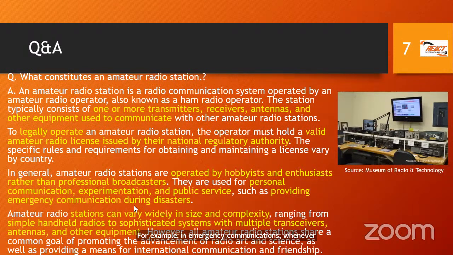So of course, like everything else, most services, most hobbies, you can have quite a wide variety of what an amateur radio station would look like in terms of its size and complexity. So one station may have a simple handheld radio, and others may have a sophisticated shack with many radios or many transceivers, antennas, and other types of equipment, as you can see on the right-hand side here. Right? So this is just a slide to give a bit of information on that question as to what is an amateur radio station.